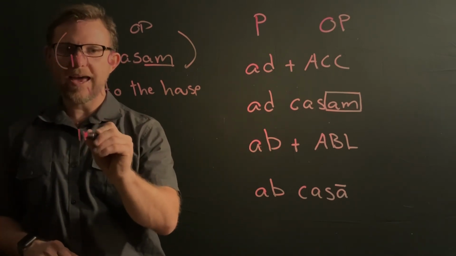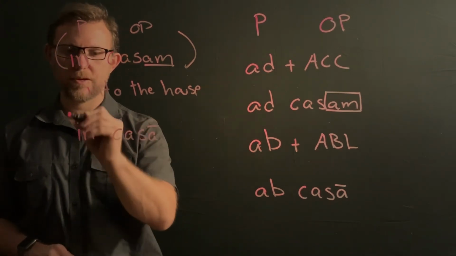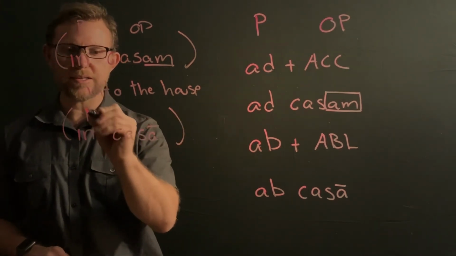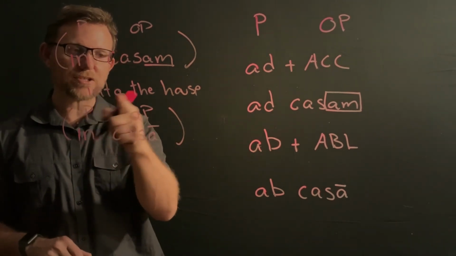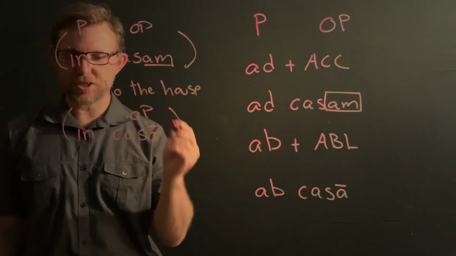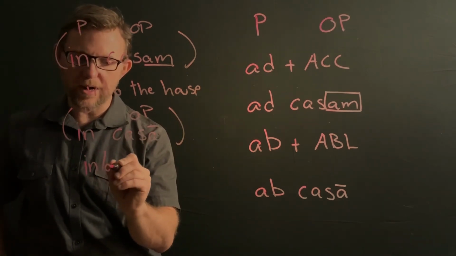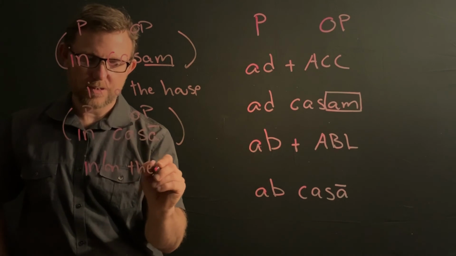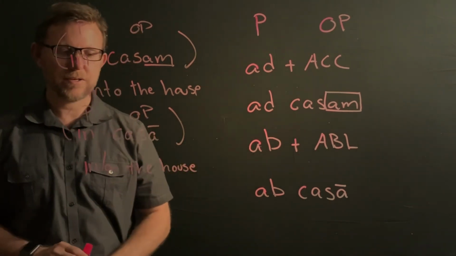However, if I had in casā, again marking it off like we would do in a sentence, this ablative ending is going to actually change the meaning of the preposition itself. Now I would want to translate this as either in or on the house. In or on the house.